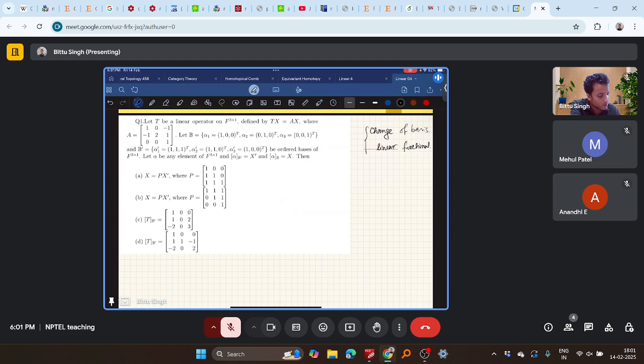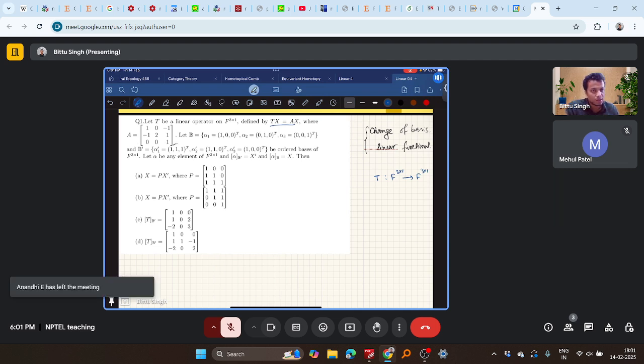Okay, so here T is a linear transformation on F^3. A linear transformation from V to itself is called a linear operator. So here it is F^3 to F^3, where F is a field, and Tx is given as A times X, where the matrix A is given by this.